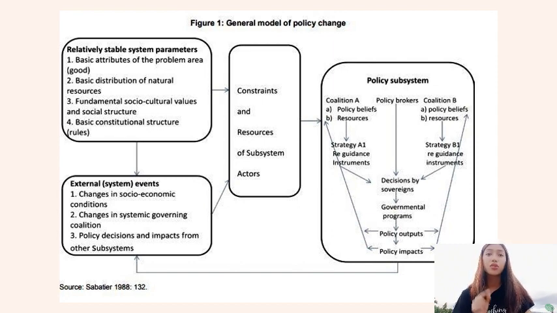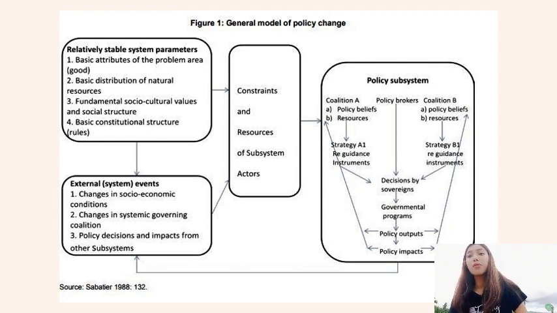After the constraints, it goes to the policy subsystem, where there are coalition A, policy brokers, and coalition B. And then from the policy brokers down to decisions by sovereigns, governmental programs, the policy outputs, and the policy impact. And then that policy impact goes back again to coalition A and coalition B, which is the policy beliefs, resources, policy beliefs and resources. And then there is a strategy, guidance instruments, and they have the same strategy, both coalition A and coalition B.